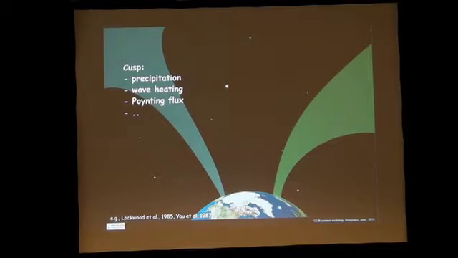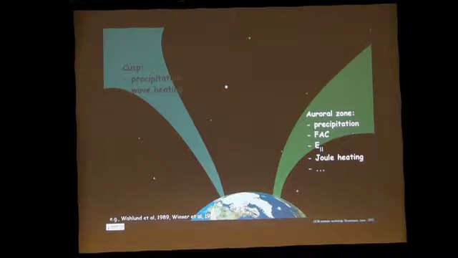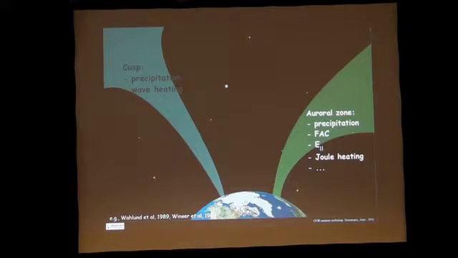So when we discuss outflow, we often divide into three different sources. There's the cusp, characterized by precipitation, we have waves, we have Poynting flux, and all kinds of processes. On the other side, we have the auroral zone, which is perhaps even more dramatic. We have precipitation again, we have field-aligned currents, so we set up parallel electric fields, we get Joule heating, and so on and so on. And both these two things have been quite extensively studied.